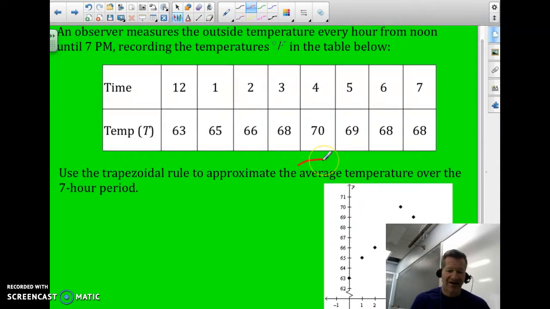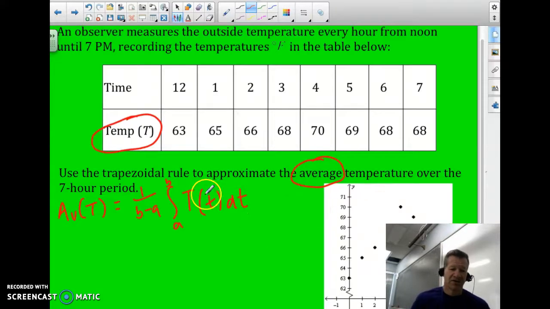Now notice, average temperature. We want to find the average value of this. So we want to find the average value of t. Remember, to do that, we have to go 1 over b minus a times the integral from a to b of the temperature function, T of, I don't know, it's time. Let's say T of little t.